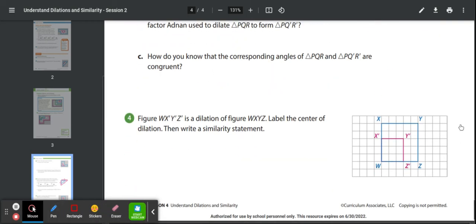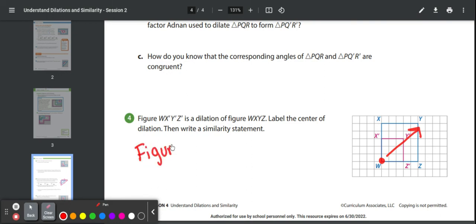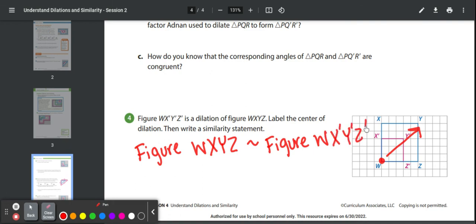Okay. Last one, number 4. Figure WXYZ is a dilation. Label the center of dilation and then write a similarity statement. So remember the center of dilation, where they're overlapping and it's like growing out from. Okay. Your similarity statement, remember, is that little squiggle. So figure WXYZ is similar to figure WX prime Y prime Z prime. So this right here means similar to. Okay, I hope this helps you today.